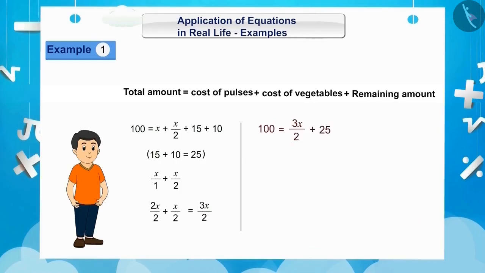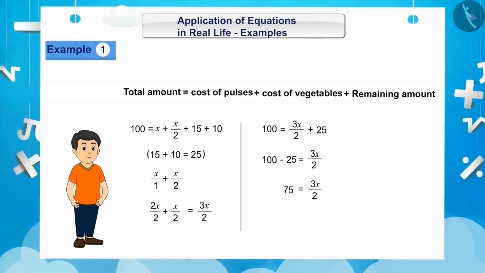In order to find the value of pulses, we have to solve this equation so that the value of x will be known. In this equation, we only need the term of x in RHS. So, we will take 25 from the RHS to the LHS and plus 25 will become minus 25. Our new LHS will be 100 minus 25. Our new RHS will be 3x by 2, which means our equation will be 75 is equal to 3x by 2.